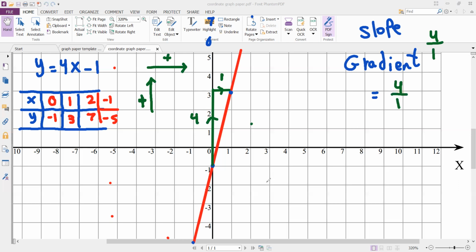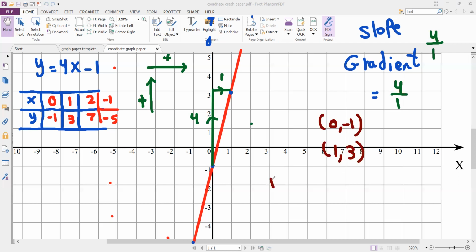And we have another way to find the gradient. What is this way? Just take 2 points from the graph, like this point here is 0 and -1, and the point 1 and 3.